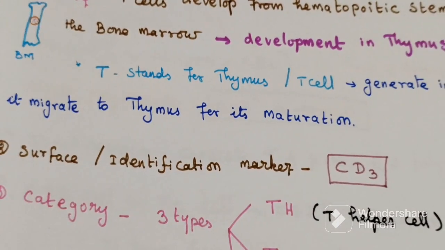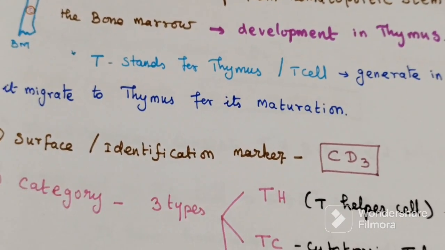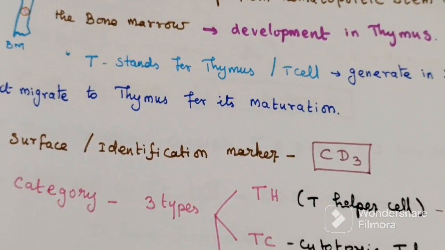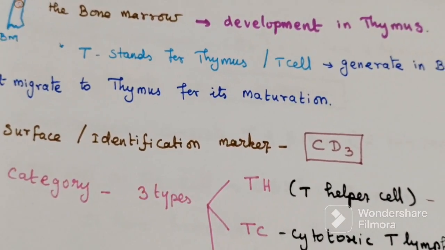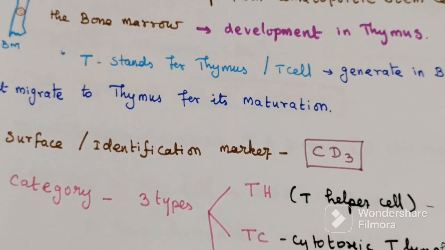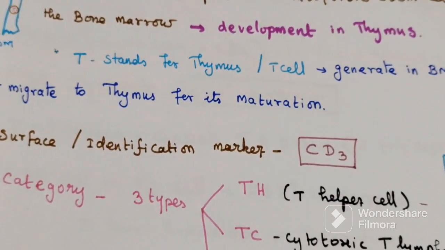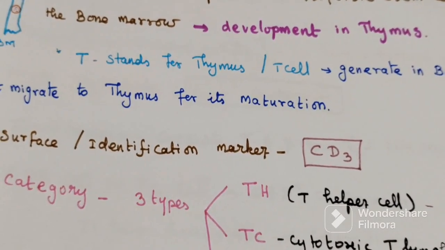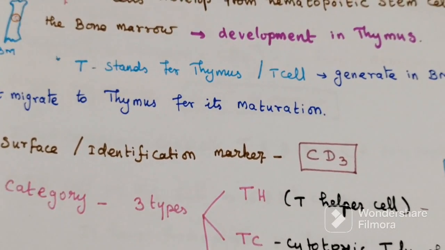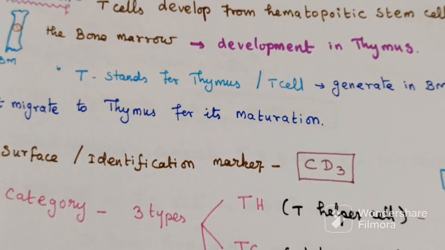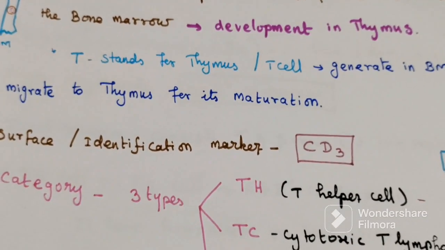Next point is the surface marker, or identification marker. They are mainly regarded by the identification marker CD3. In an experiment, if we see the presence of the CD3 marker on a cell, that means it is from the family of T cells, or T lymphocytes.